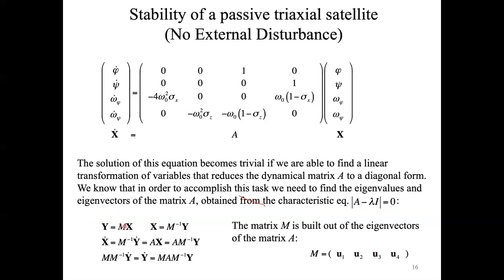So if you multiply x by the matrix of eigenvectors, you are able to invert this expression, so you can compute x as a function of y. We are going to do that because our final goal here is indeed to find an expression that will have basically y dot equal to a diagonal matrix lambda times y.